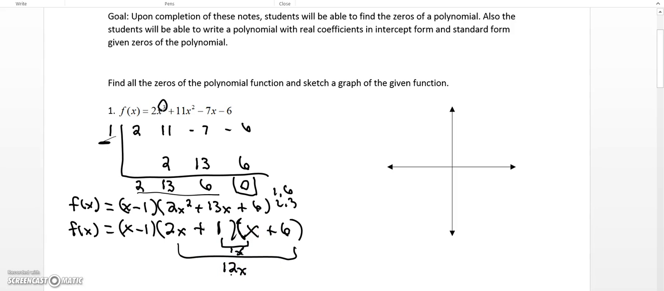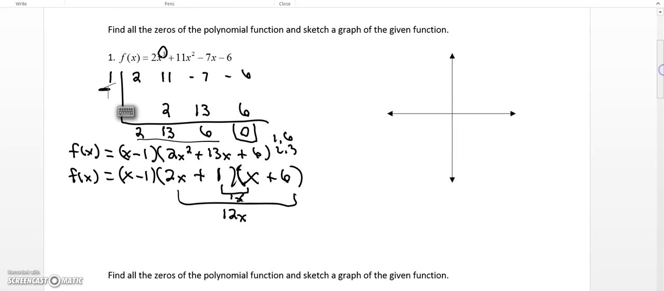Now, this problem said to find the zeros. If it said to factor, I'd be done. All right, and we also have to sketch a graph of it. So now, I'm going to say x minus 1 equals 0 and solve this using zero product property. X equals 1 is the solution, but we already knew that. This right here, we found ourselves. All right, but still listed down here as a solution.